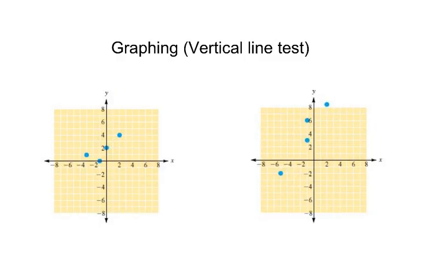Let's talk about the graphing, the vertical line test. Remember, like we said, that everything we look at is an ordered pair. So let's look at this graph over here, and I'm going to tell you ahead of time it's a function.